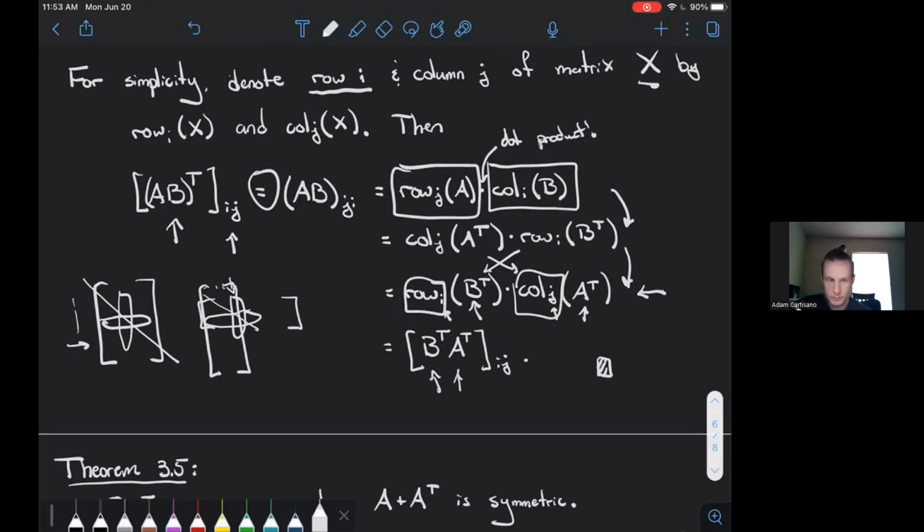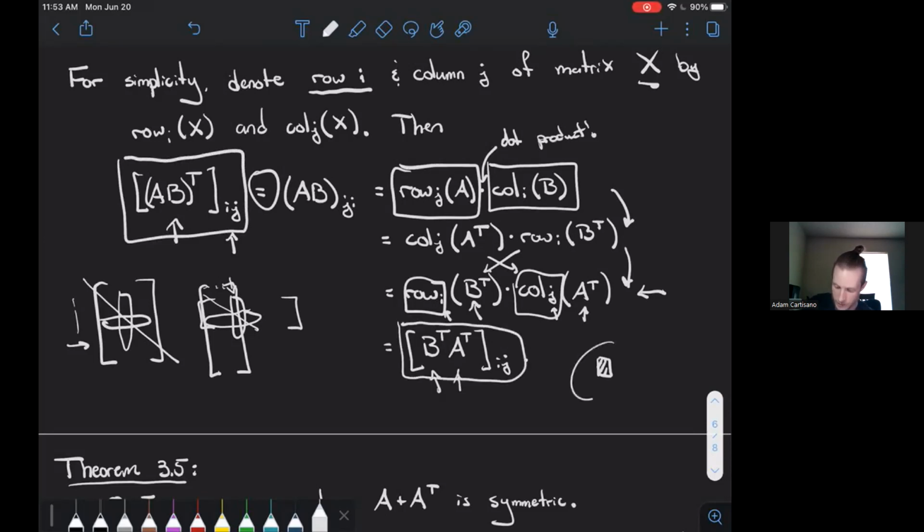All of these things are equal, which means that the ij entry of (AB) transpose is the ij entry of B transpose A transpose. That's what we were trying to show. And so we're done. These matrices have the same entries. It was a lot of work to prove this strange property, but apparently taking the transpose of the product is like taking the reverse order product of the transposes. Kind of an amazing fact.